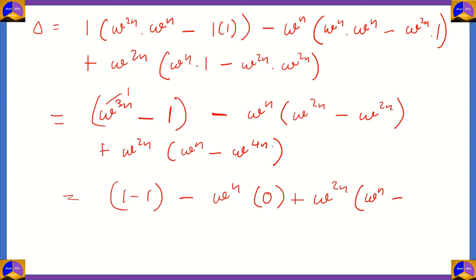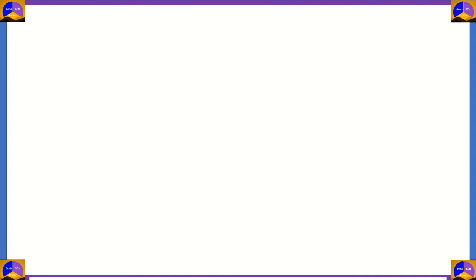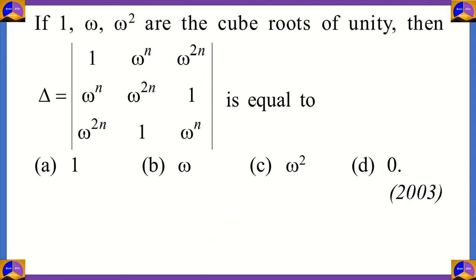minus omega raised to 4n can be split to omega raised to 3n times omega raised to n, and since omega raised to 3n is equal to 1, so you will get omega raised to n on that side too. So basically this also cancels each other out, and 1 minus 1 is also equal to 0. So the final value of the determinant delta is once again equal to 0. So for our question asked in 2003, the right answer is option D, 0.